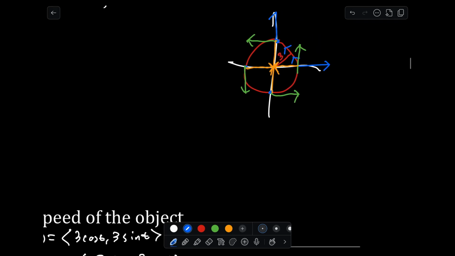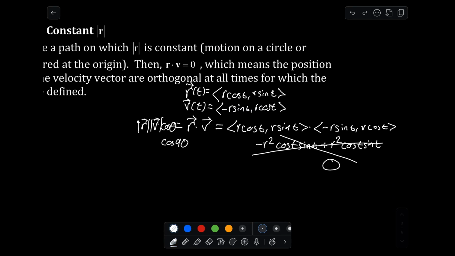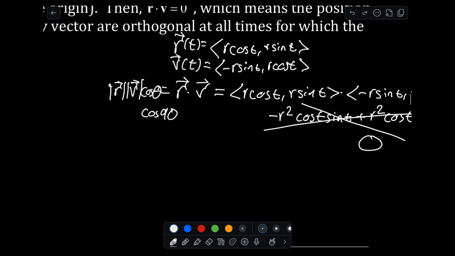We get 3 here, 3 here, and 3 here. We get these to be perpendicular and these to be supplemental to each other. So those are a couple of trends. And we can actually show this by taking the acceleration function and dotting it with this.